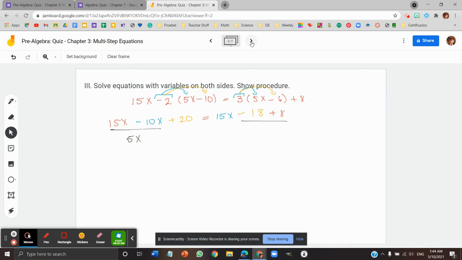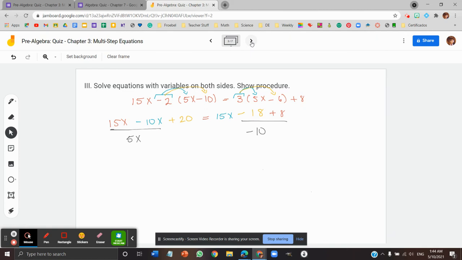And negative 18 plus 8, one is a negative, the other one's a positive. I am adding, therefore I have to subtract. That will be 18 minus 8, which is 10. Who is going to take the sign? The biggest one. 18 is bigger than 8, therefore my 10 is negative. And I put everything else where it is.